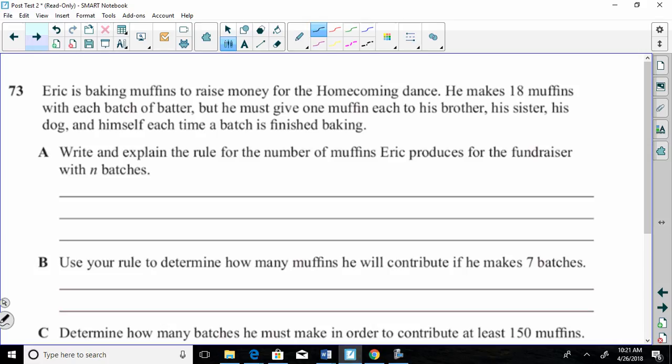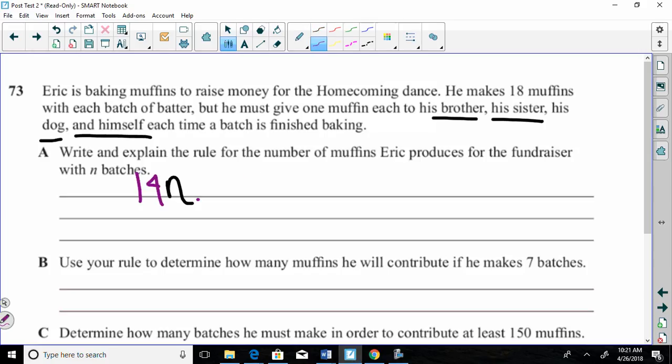Eric is baking muffins to raise money for homecoming dance. He makes 18 muffins with each batch, but he gives one muffin each to his brother, his sister, his dog, and himself. Each time he makes a batch, which is kind of strange. Whatever floats his boat, right? So first I need to explain, they want N to be batches. How much does he actually make for the fundraiser each batch? 18. But how many does he take out each time? 4. So how many actually go to the fundraiser? 14. So this answer would be 14.